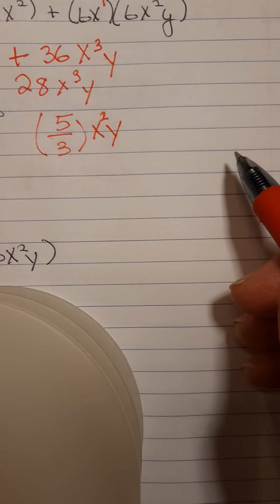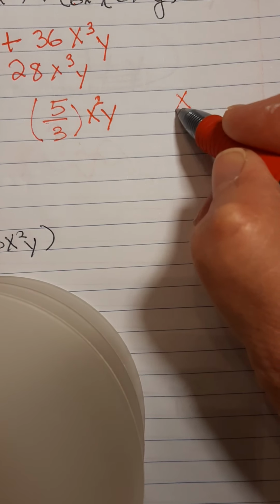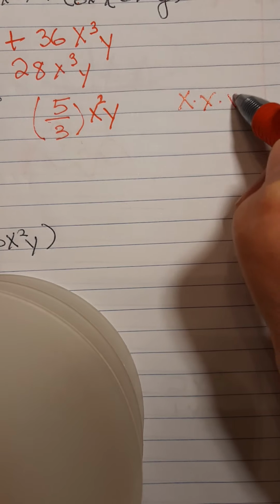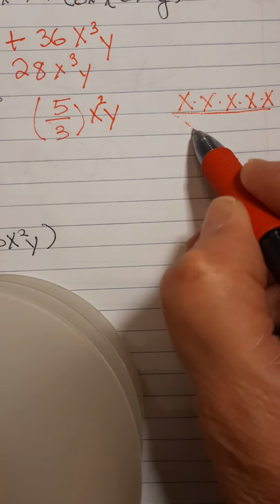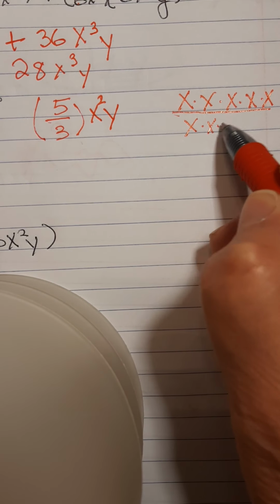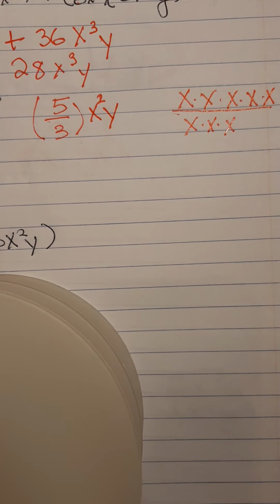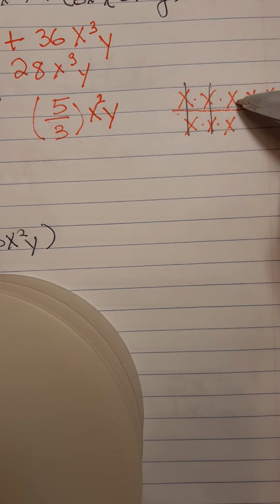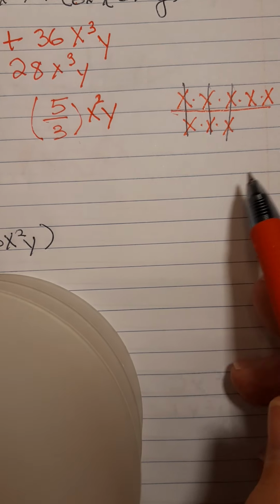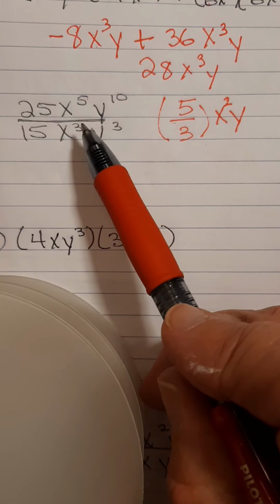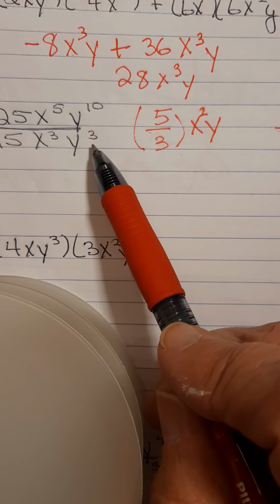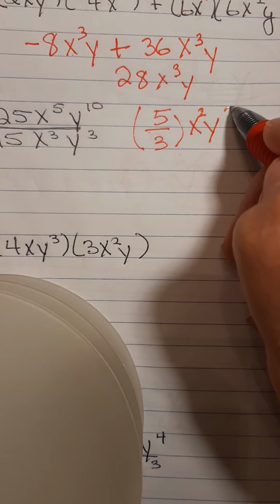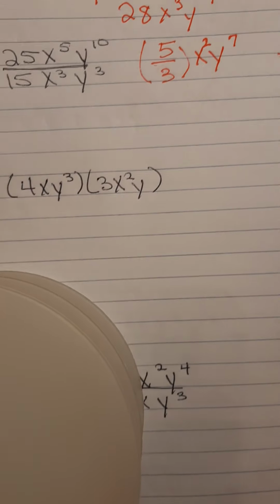Why does that work? Let's remember. That's like saying x times x times x times x times x, which is x to the 5th, over x times x times x, which is x cubed. Those x's cancel, those cancel, those cancel. That leaves us with an x squared, or x to the 5th minus x to the 3rd. And then we've got y to the 10th minus y to the 3rd, which is y to the 7th.